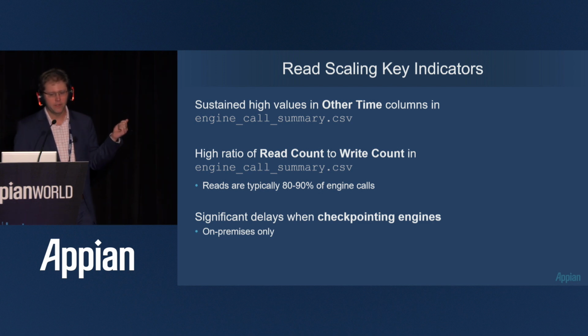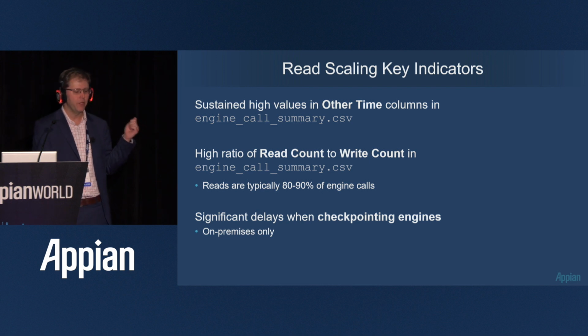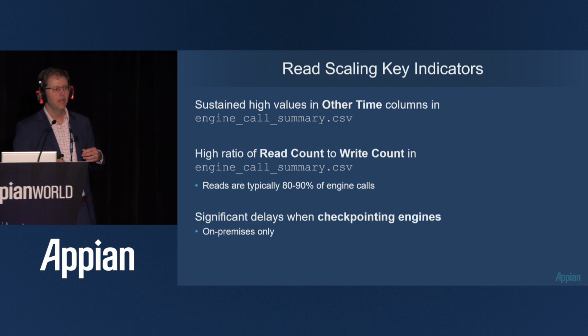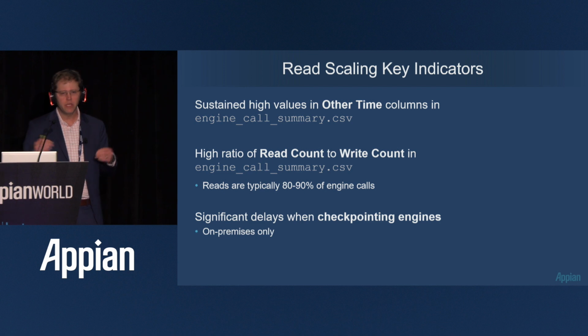Another thing to point out is, another reason to do read scaling is when you have significant delays checkpointing engines. And I want to clarify that this really only applies to on-premises, and it only applies to a standalone configuration. So that is not a high availability configuration. You have a standalone configuration on-premises, the checkpoint will block while it's doing it, and it can take some seconds sometimes. If those delays start to increase, then you also want to look at read scaling.